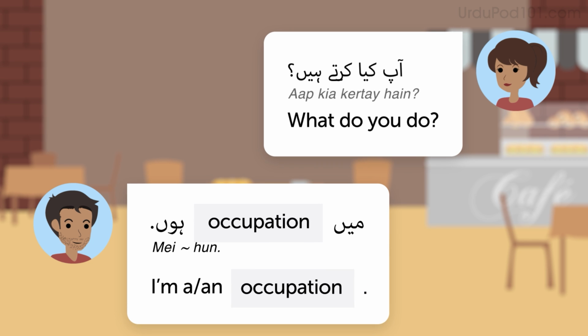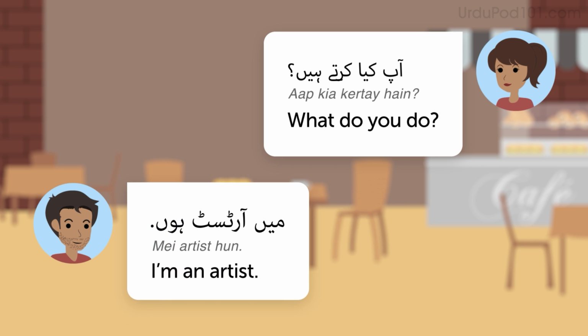This is the pattern you'll need. मैं, your occupation, हूँ. I'm a, an, your occupation. For example, I'm an artist. मैं आर्टिस्ट हूँ.